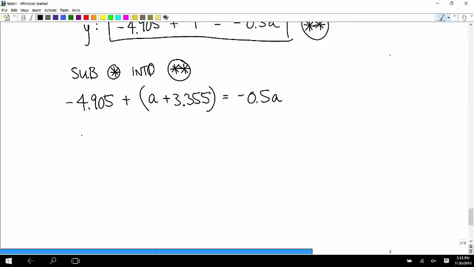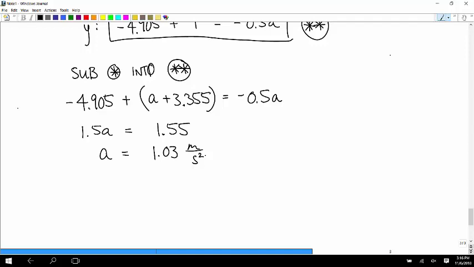And so that says that A, well, let's see, I'm going to move all the A's over to the left. So we have 1.5A is equal to, can someone tell me what's 4.905 minus 3.355? 1.55. And so A is equal to 1.03. I think I've seen these numbers before. Meters per second squared.